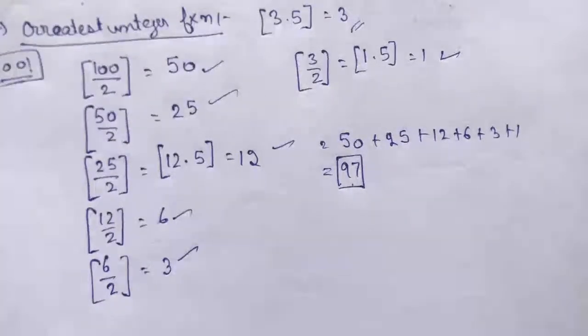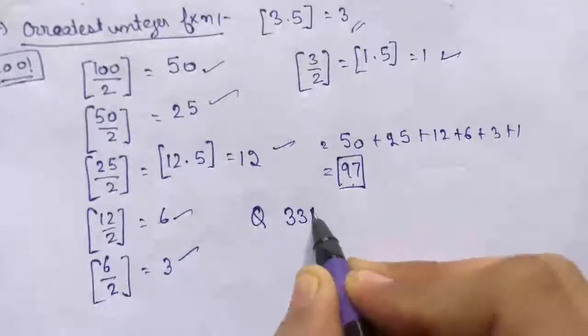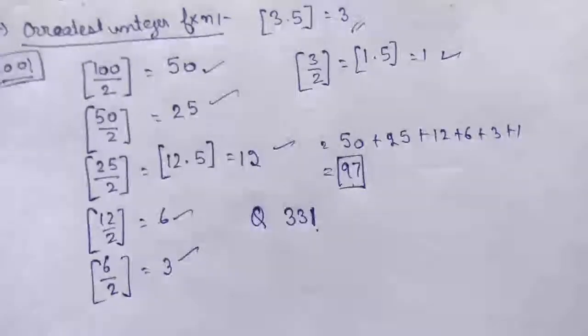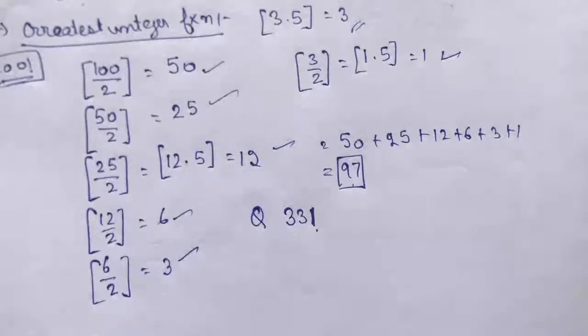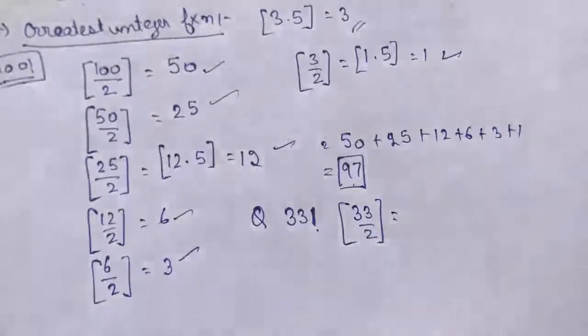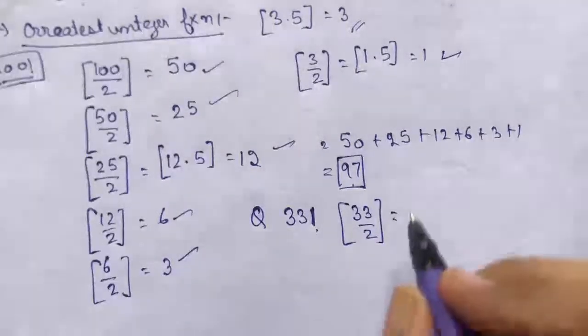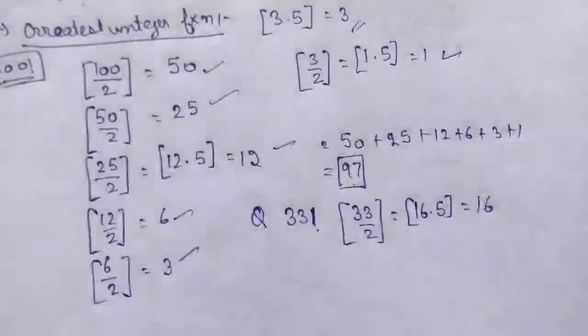Okay, let us suppose we are having any number, 33. If I say how many 2's will be there in 33 factorial, what we need to do, divide 33 by 2 and its greatest integer. What will be 33 by 2? That will be 16.5 and its greatest integer, hence it will be 16.